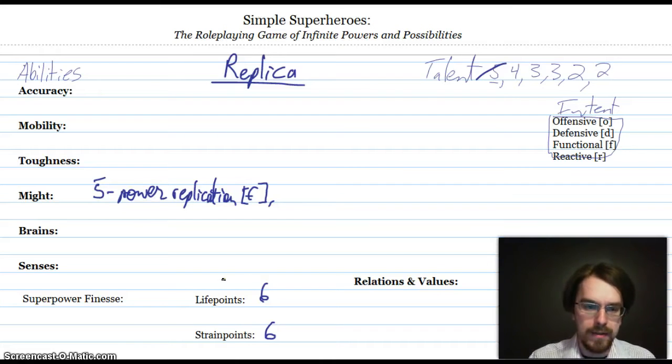So, when Replica goes to try to copy somebody's power, and she successfully touches somebody, that is a precursor action. She gets to roll this Power Replication, and she'll roll it against the person's highest superpower finesse. So whatever kind of power set that person has the highest. And if she gets 2 successes, she'll actually damage that person's strain points by 1, as she pulls some of that opponent's energy into herself in order to copy their powers.